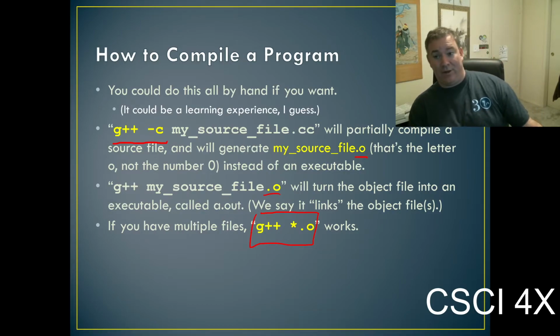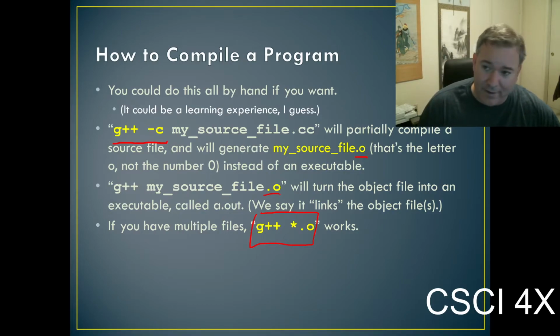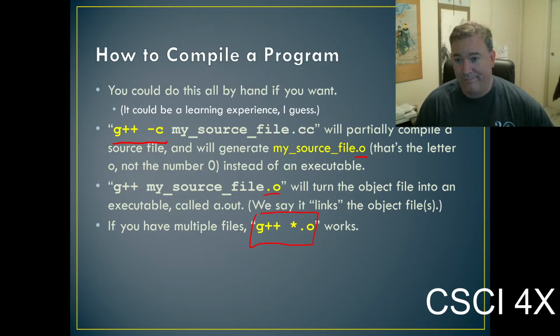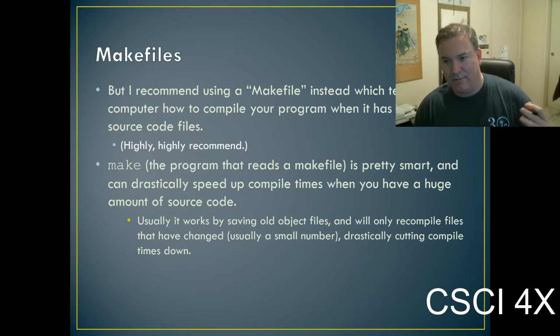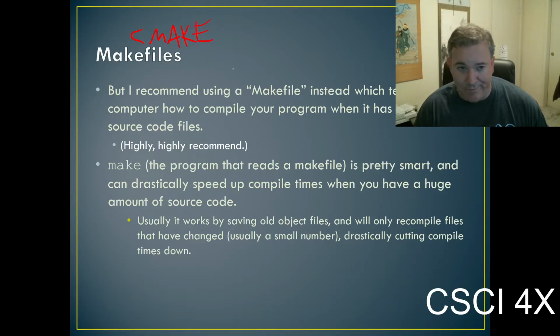Python doesn't have any compilation at all. So how is this different from Python? Python doesn't do any of this. Python is an interpreted language, which is why it runs 10 times slower than C++. And so you could do all this by hand, but we use something called a makefile. There's different options for makefiles. CMake is really big right now, and there's other options as well.